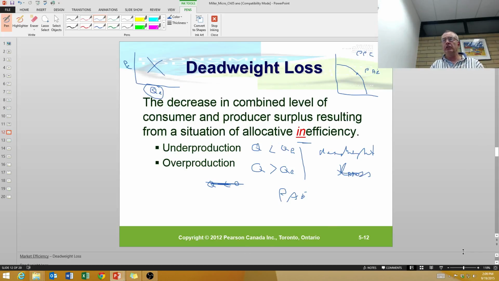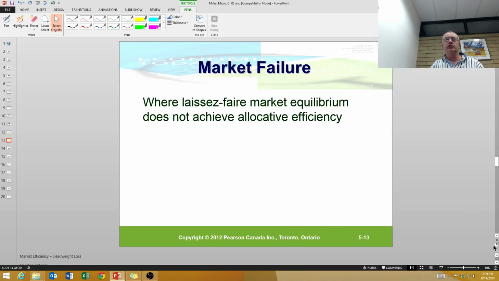So what happens if we have market inefficiencies? When we have market inefficiencies, we're not on our point of allocative efficiency. We're someplace else. We're too much of one and not enough of the other, or too much of the other and not enough of the other one.